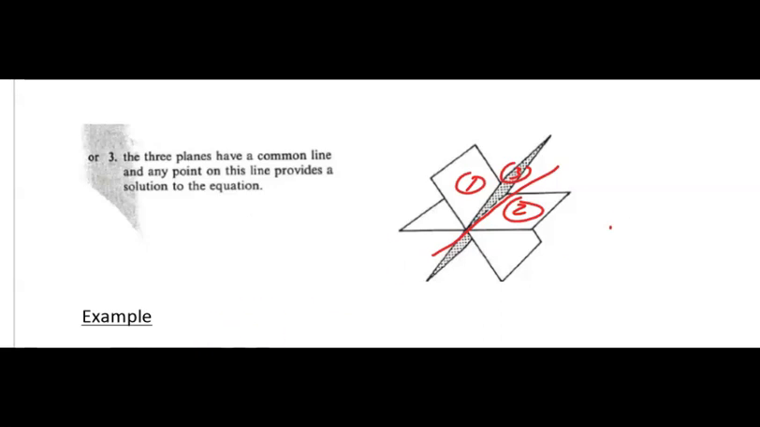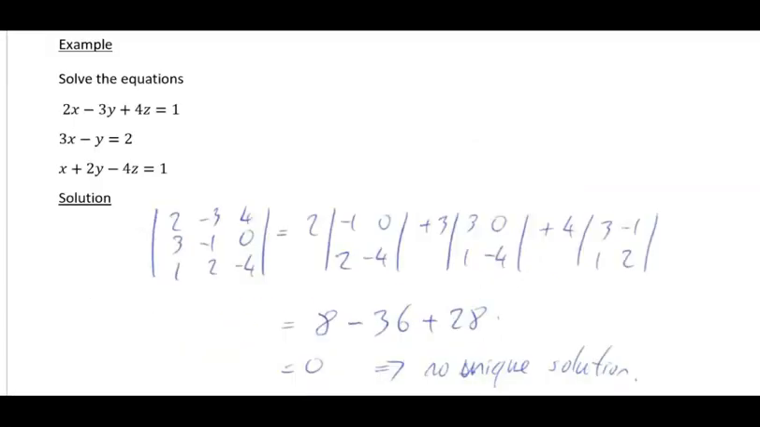Okay, an example in this, we've got to solve the equation. You've got your three equations. Your first thing to do is find the determinant. So you find your determinant, and we've done all the working out for this here, and your determinant works out to be 0.